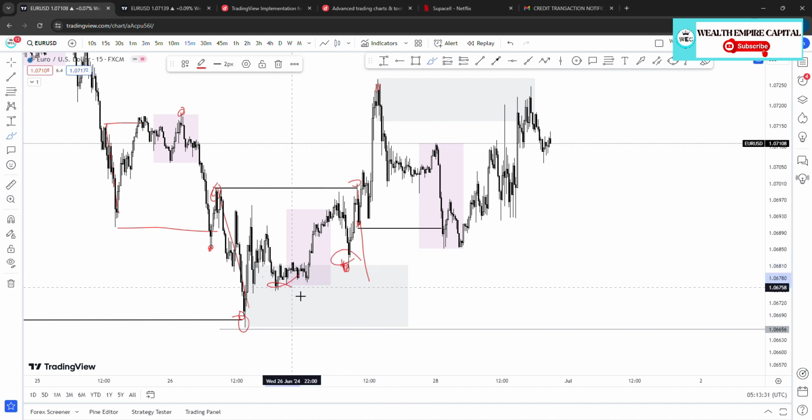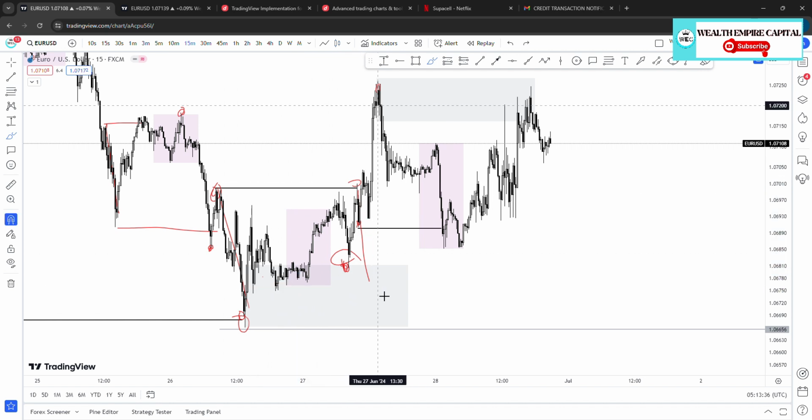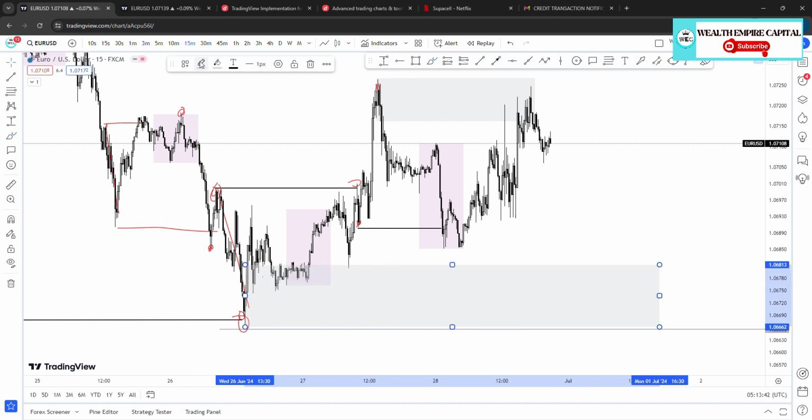This is not valid. This is not valid. Okay, after the break is when you should expect a mitigation. So in that case, I personally will be expecting price to come into this point of interest like this.